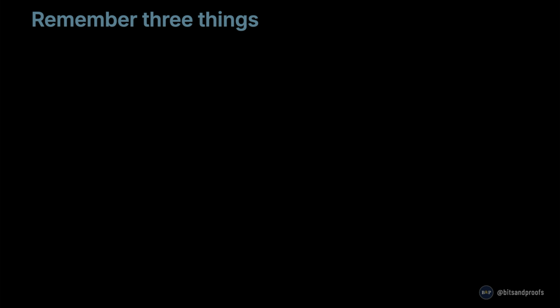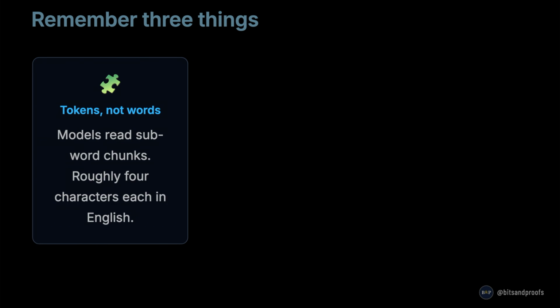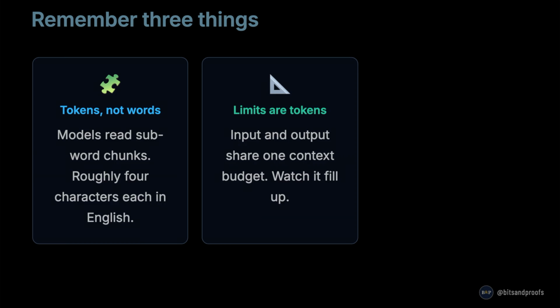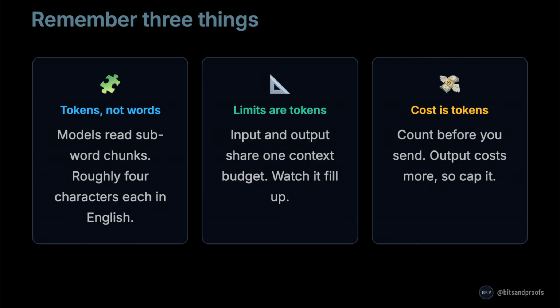So 3 things to take with you. 1. Tokens, not words. Models read subword chunks, roughly 4 characters each, in English. 2. Limits are tokens. Input and output share one context budget, so what should fill up? And 3, cost is tokens. Count before you send, and remember, output is the expensive part, so cap it.